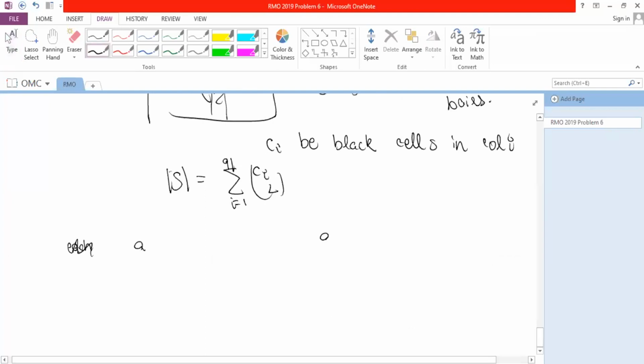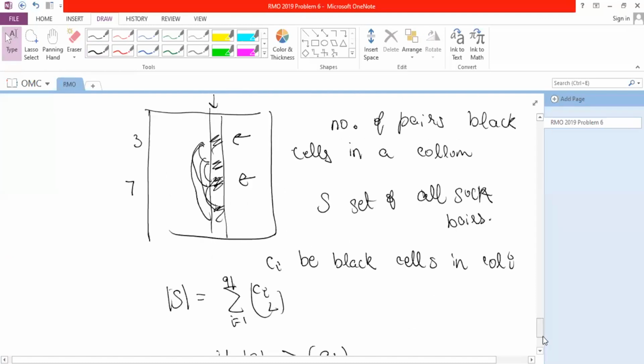So if the number of elements in S is greater than 91 choose 2, then by the pigeonhole principle, 2 elements in S must correspond to the same pair of rows. I will repeat this. Now consider for each element in S the pair of rows that element is in. For example, we consider this black cell and this black cell.